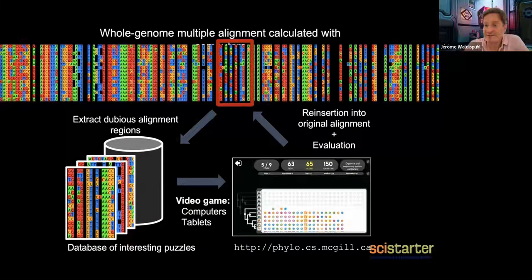And when we collect this data that has been supervised or reviewed by humans, we can re-inject it into the alignment and produce this analysis of the DNA that is improved compared to, and matches, the state of the art. Next slide.